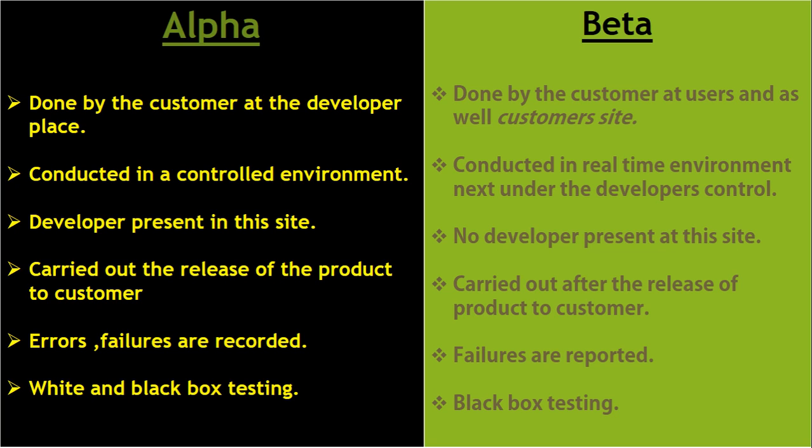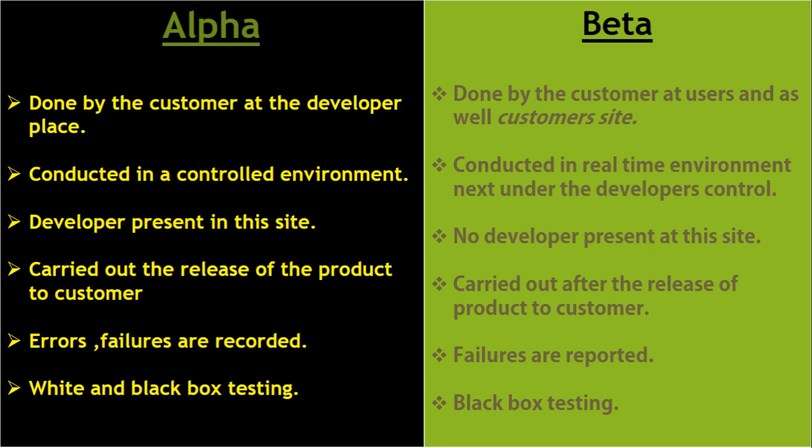So this is also a difference between them. And next we see that errors and failures are recorded in alpha testing, but in beta testing failures are reported, not recorded. And the last we see white and black box testing. In alpha testing there is white and black box testing, but in beta testing there is only black box testing. So this is also a difference between them.